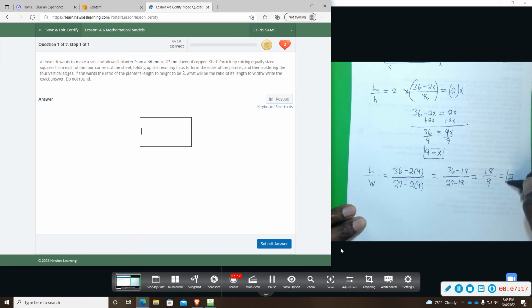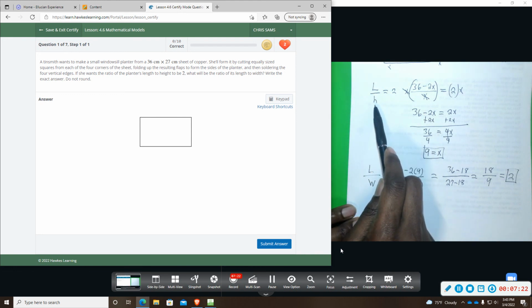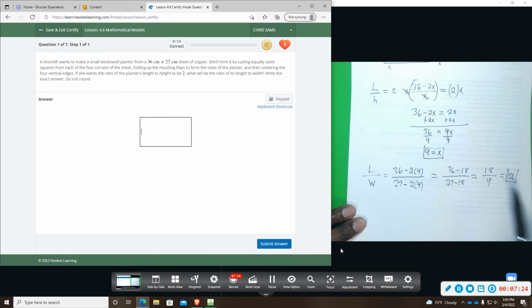Okay, so the ratio from height to length, or length to height, is the same as the ratio of length to width. So just 2.